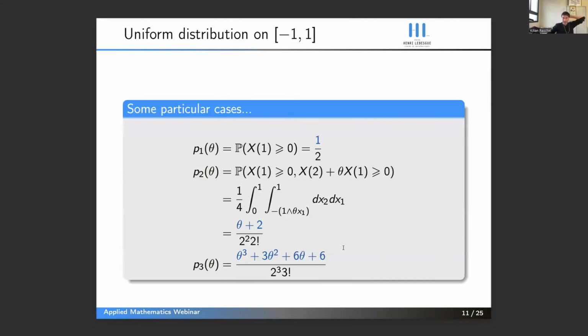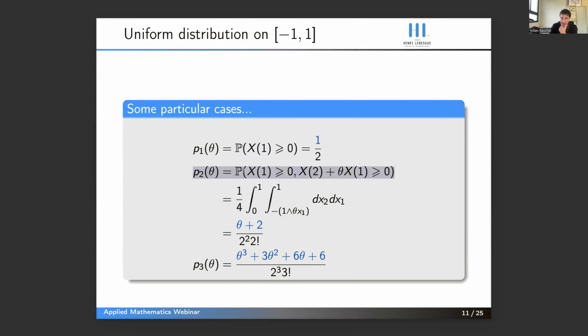So first, just to see a bit what is going on, we can compute a few probabilities. So P1 of theta, I mean, it's totally obvious because it's a probability that one variable, which is symmetric, is positive. And so, of course, it's 1/2. So nothing to say about this. It's a bit more interesting to compute this one here.